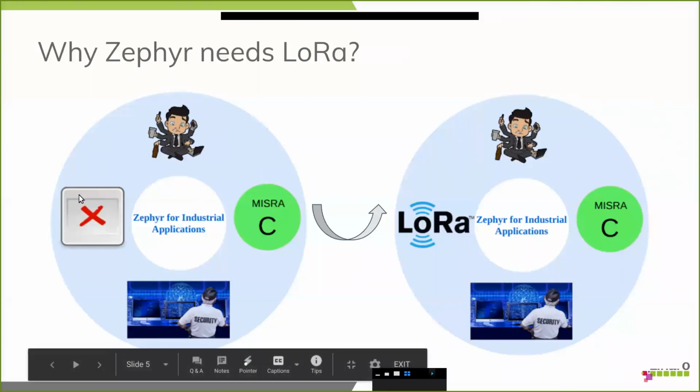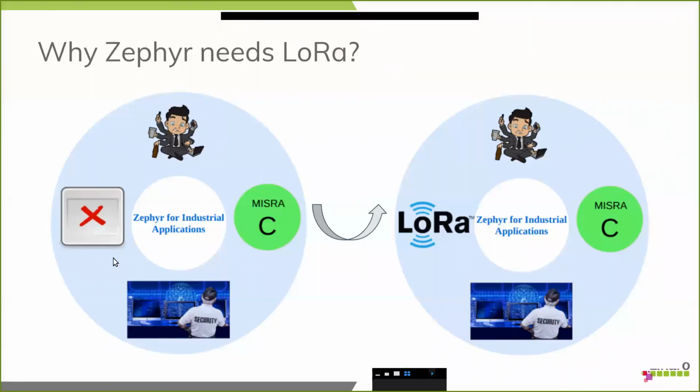But the only thing which is not in place for Zephyr to be an industrial grade RTOS is the communication technology. We do have support for a few communication technologies like Bluetooth, Wi-Fi, etc. But those really fall into the 2.4 gig frequency band, which is overly crowded and prone to interference. So what the industrial applications want is a wireless communication technology in a less polluted space. That's where LoRa comes into the picture.